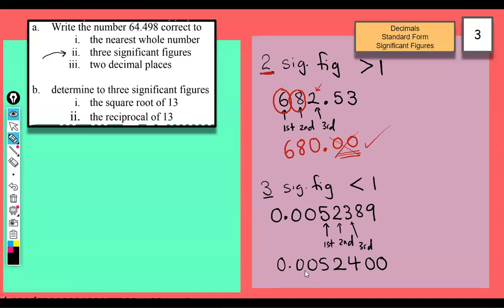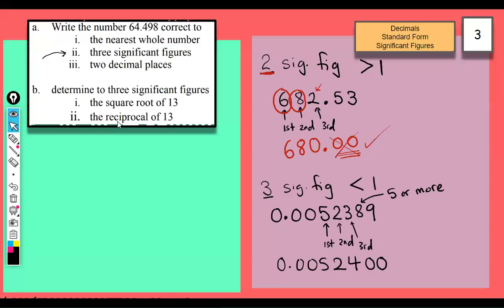But remember, you don't have to put the zeros here because these two zeros don't really change the value of the question, right? And we're adding 1 to the 3 because the 8 is 5 or more, just like when you're rounding off in primary school. If the number is 5 or more, you always add 1, right? Great.